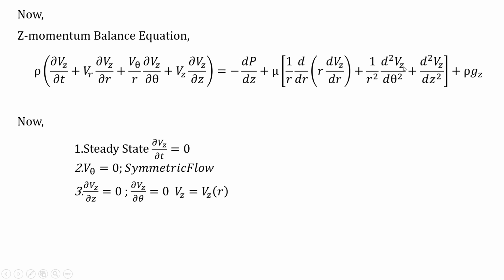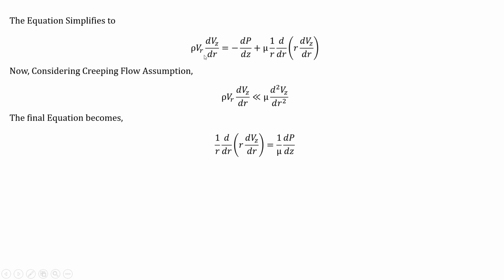Similarly, Vz is not a function of theta, so this term will vanish, and Vz is not a function of z, so this term will also vanish. So the equation will become rho Vr dVz by dr equals minus dp by dz plus mu 1 by r d by dr of r dVz by dr. Now consider the creeping flow assumption, that implies that rho Vr dVz by dr is very much less than mu d square Vz by dr square for low Reynolds number. So we can shift this term and merge these both terms to get the final equation: 1 by r d by dr of r dVz by dr equals 1 by mu dp by dz.